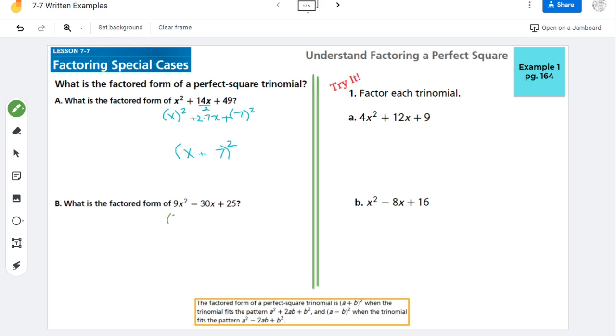So 9x squared is the same thing as 3x squared. And 25 is 5 squared. Now if I take 30 and divide it by 2, I get 15x. So is 15x the same thing as 2 times 3x times 5? Yes, it is. So this is also a perfect square trinomial. So the first sign here is a minus, so it goes here. Now my a in this case was 3x, right? Because there's a number in front of the x squared. And my b here is a 5.